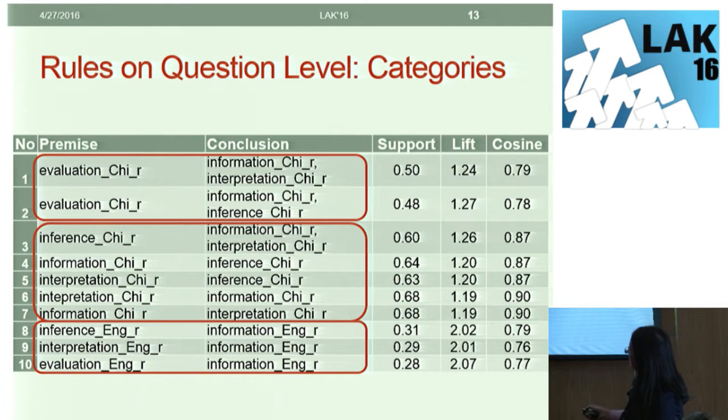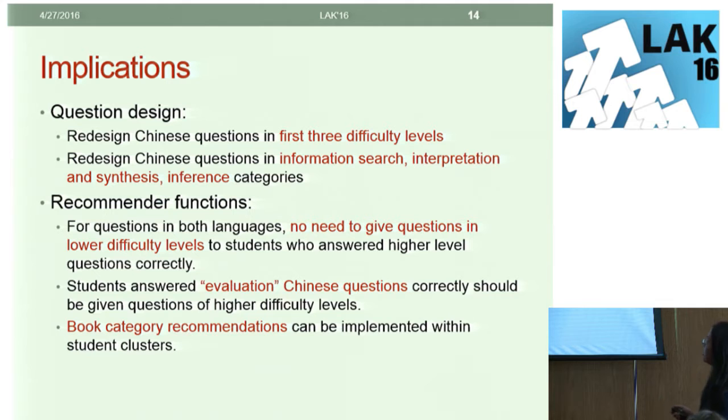So this is more straightforward, and it's actually according to our common sense. What about this in the middle? Again, it's something we call symmetric. That means the left-hand side and the right-hand side, they can reverse their positions. That means for Chinese questions in inference, in information search, in interpretation, these three categories are interchangeable. So the students who answer one of these categories correctly can get the others correctly as well. Again, this means we may need to redesign these kind of questions to keep the student challenged.